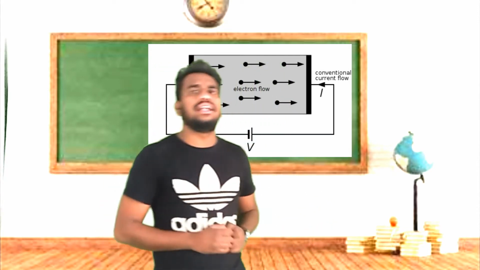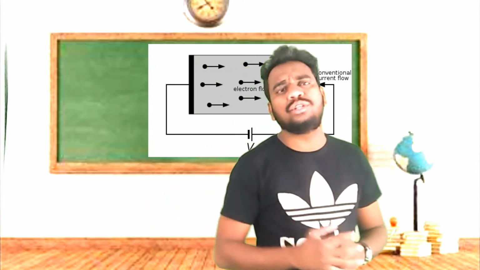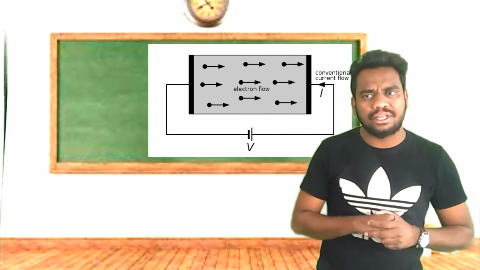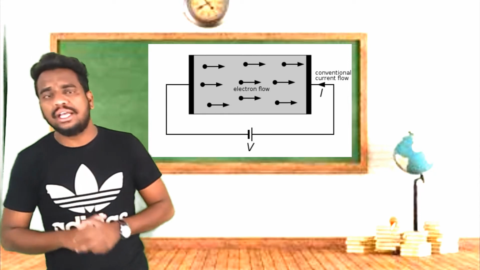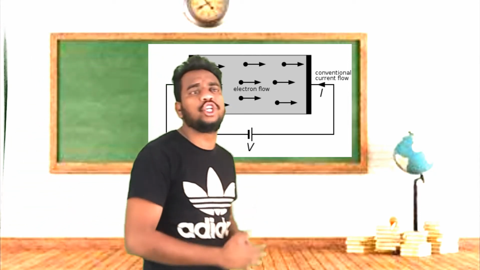When we connect a conductor to the two terminals of a battery, the conductor has some electrons, and these electrons move towards the positive terminal of the battery. Not only one electron, all the electrons will move towards the positive terminal of the battery, making a flow of electrons.